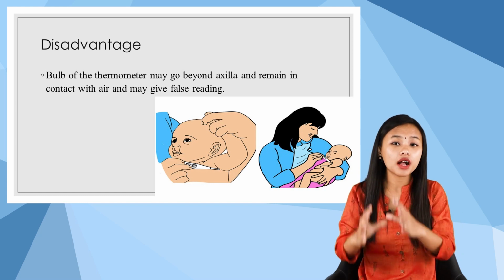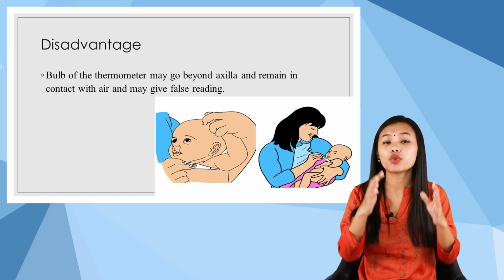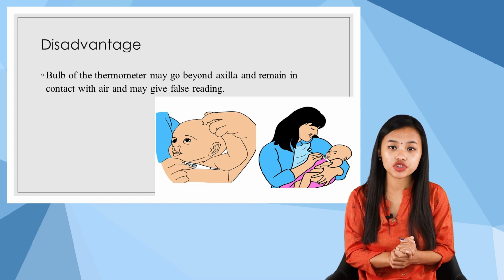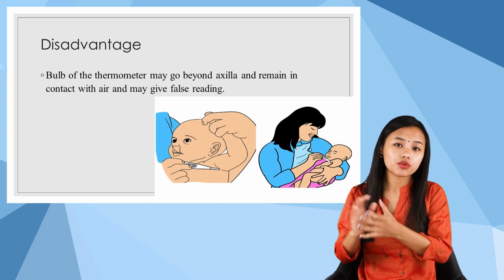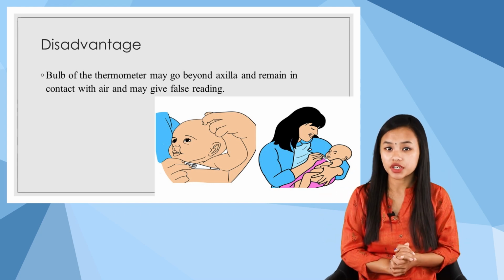However, along with the advantages, there are certain disadvantages as well. If the bulb goes beyond the axilla while we are assessing the body temperature, then it can come in contact with the air and give a false reading.